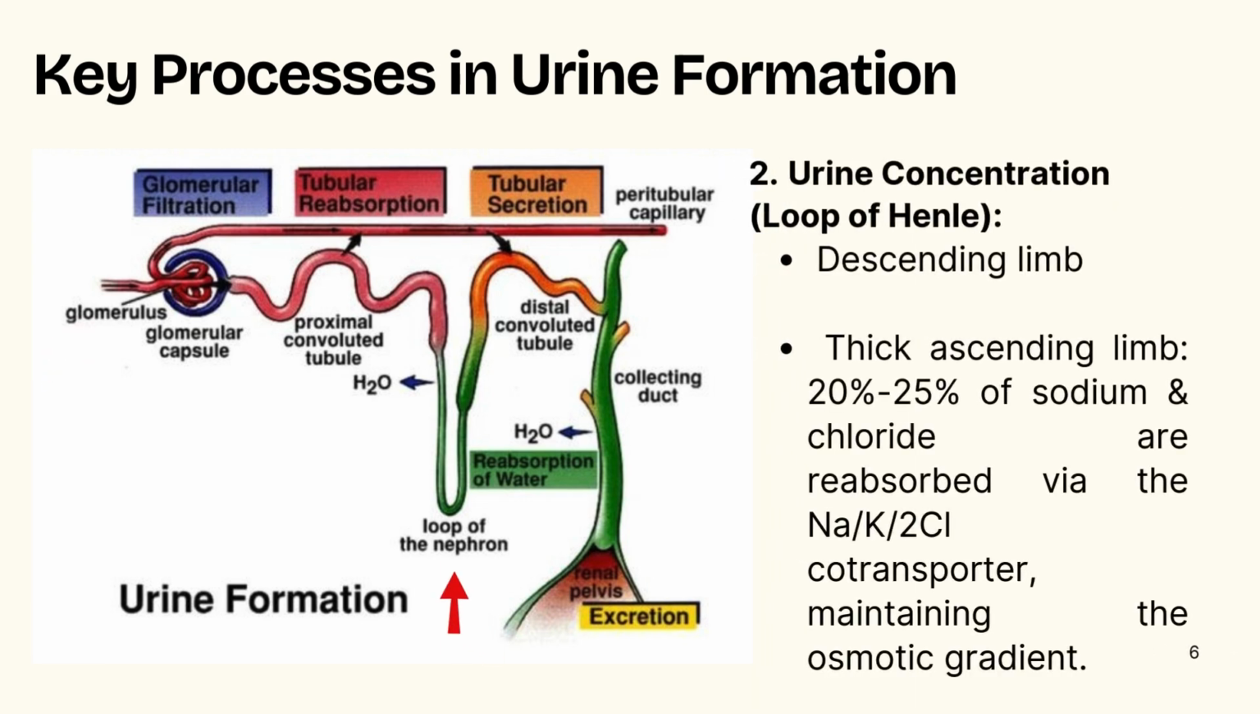2. Urine concentration. Loop of Henle, descending limb: water exits, increasing filtrate concentration. Thick ascending limb: 20% to 25% of sodium and chloride are reabsorbed via the sodium/potassium/chloride cotransporter, maintaining the osmotic gradient.